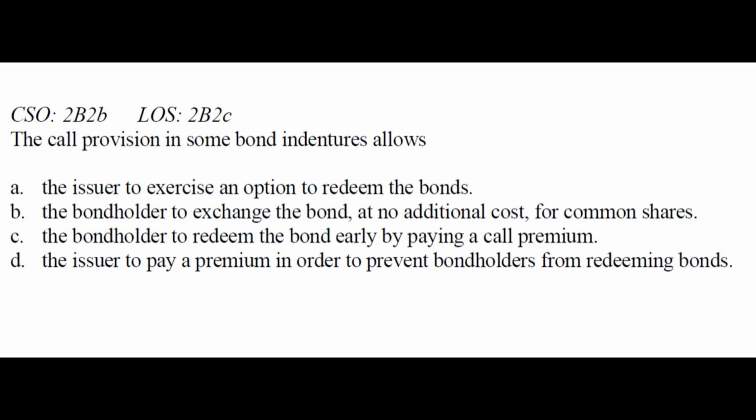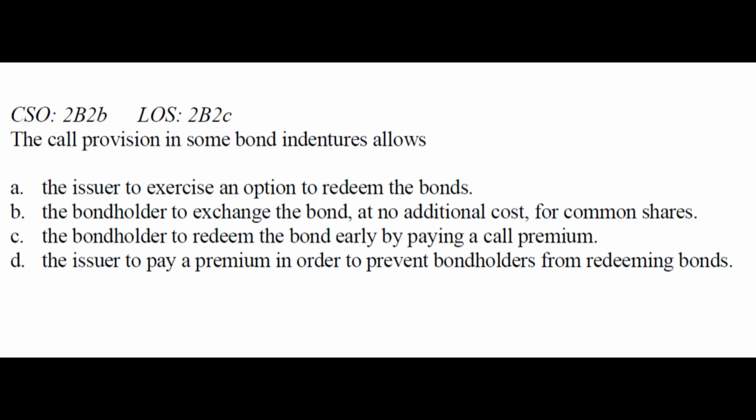Because callable bonds expose investors to reinvestment risk, they generally offer a higher coupon rate than otherwise similar non-callable bonds. Students should distinguish a callable bond from a convertible bond, which gives bondholders the option to exchange bonds for common stock. Understanding who holds the option, the issuer or the investor, is essential for answering this question correctly.